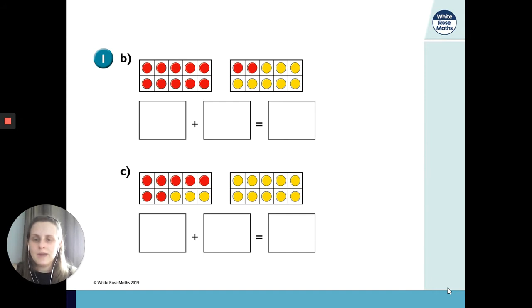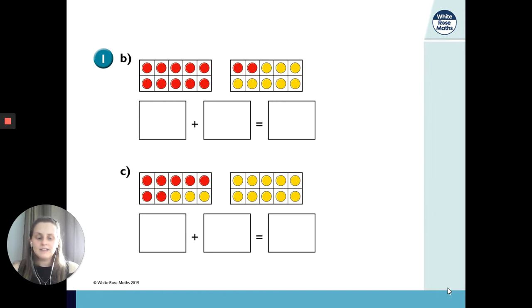So you've got B and C. So count up how many red counters you've got and put that in the first box. Count up how many yellow counters you've got and put that in the next box. Then add them together, count them all up. How many do you have? Do that for both of those questions, and then we will look at your answers. So pause now so that you can work out your answers, and then we'll look at what it should be.